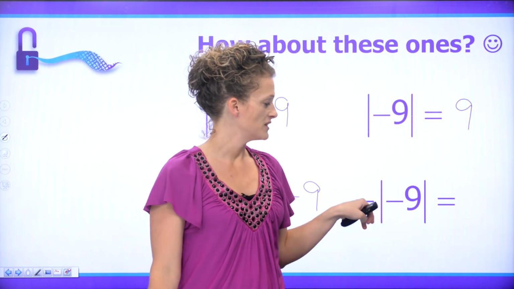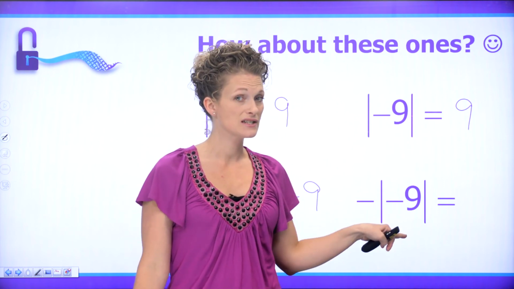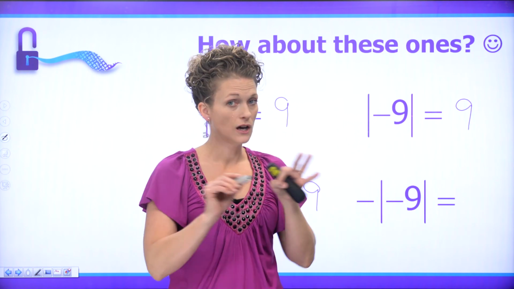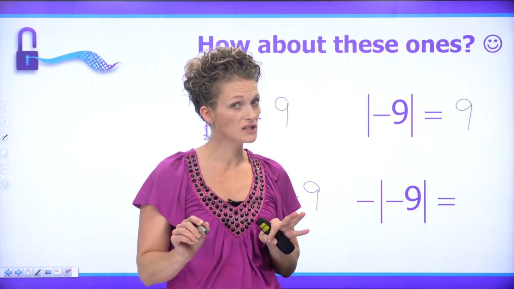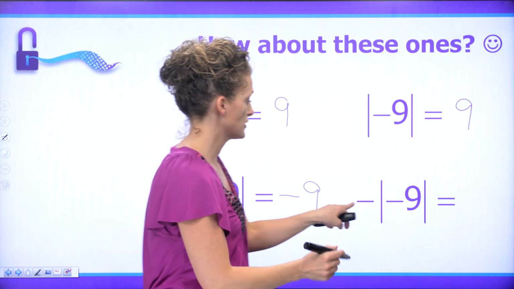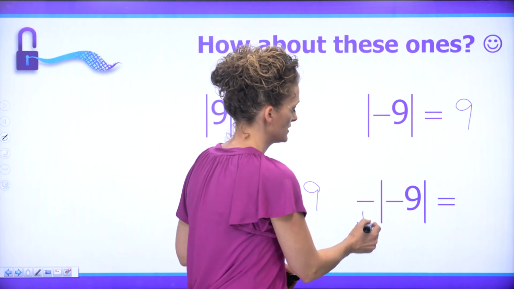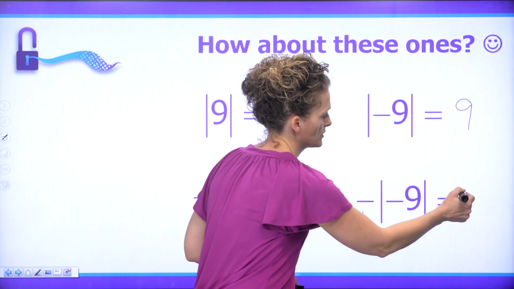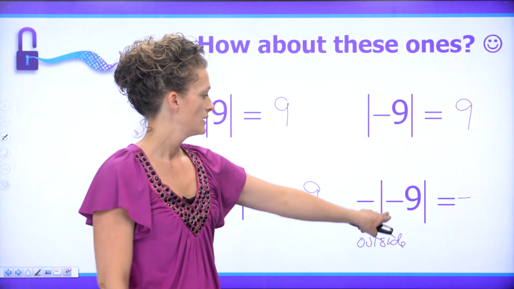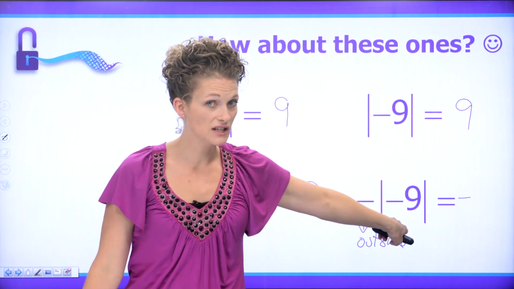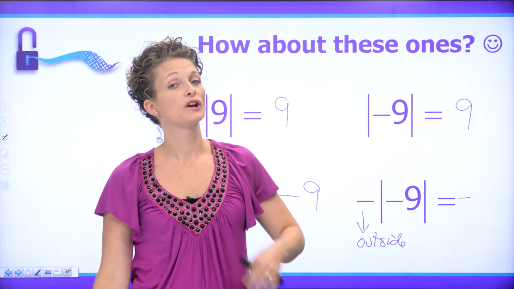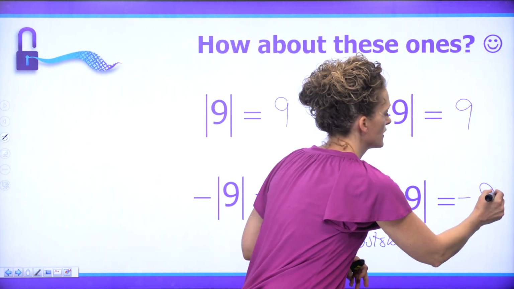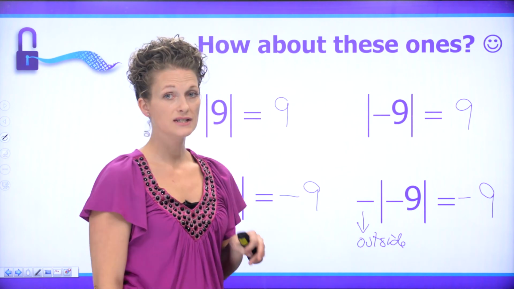Okay, so here we have a negative outside and a negative inside. Well, you still have to leave the negative outside alone. Now we know absolute value means positive, but this very first negative right here is outside. So we're just going to transfer it over here. Now we take what is actually inside the parallel bars, and we go ahead and find the absolute value, which, as we found up here, is 9.